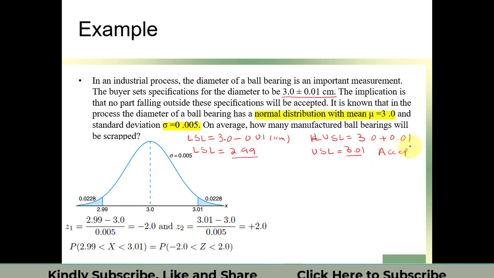And if the ball is smaller than 2.99 or greater than 3.01, then it will be rejected from my side. He will not accept it. So the manufacturer says that the process used in my industry has a mean of 3.0 centimeters, and the standard deviation of this process is 0.005. Now the manufacturer is interested in how many manufactured ball bearings will be scrapped, because the upper and lower specification limits have been provided by the supplier.